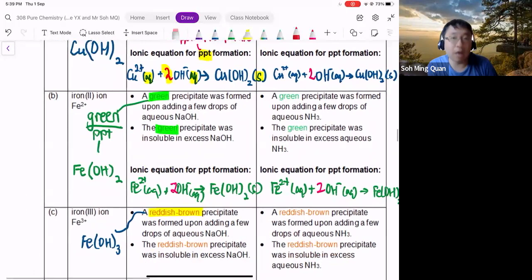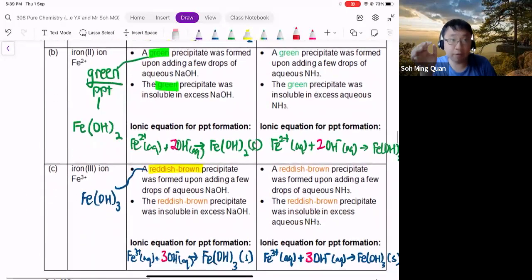Okay? Now, I'm not sure if Mr. Lee went through this, but let's go through this now as well. Now, you will realize that that day in the lab, I mentioned that whenever you see a green precipitate, iron 2 hydroxide, the green precipitate, you need to work fast. Why do you need to work fast with iron 2? Does anyone recall? What's the reason? You cannot dilly-dally. Why? Okay, let's ask someone. Okay, let's ask Junwei.